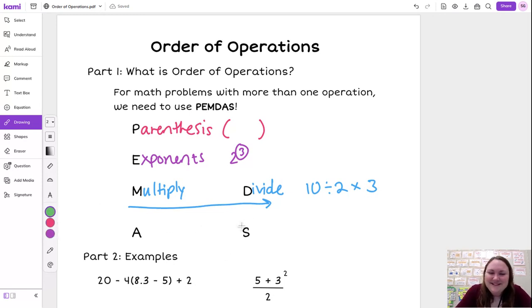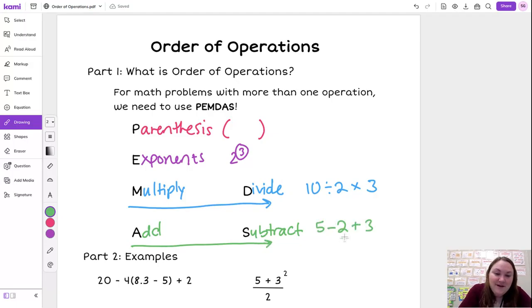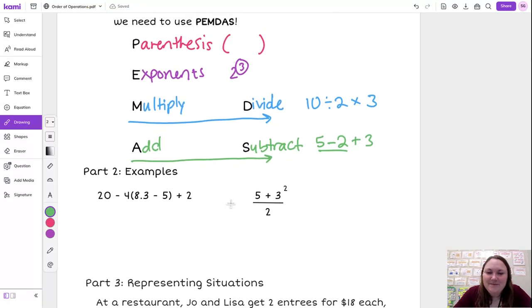The same is true for these last two here. You do any addition or subtraction last, and then there's that same rule about left to right. So for example, if I see subtraction first in the problem, I would start there and then add the 3 as my last step. So for example, I have these two problems here.